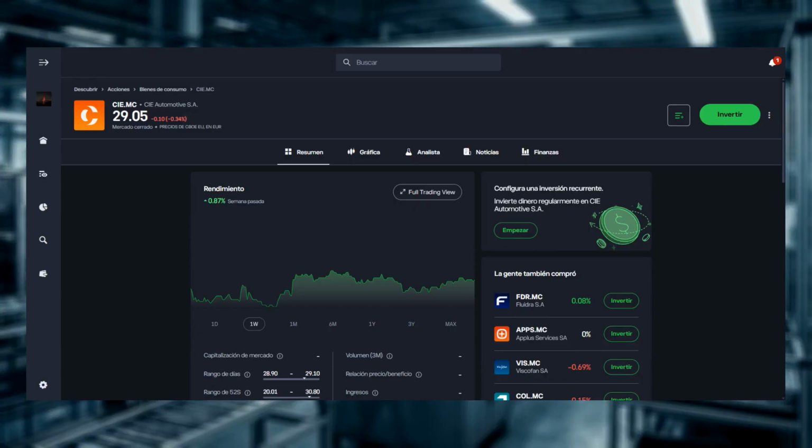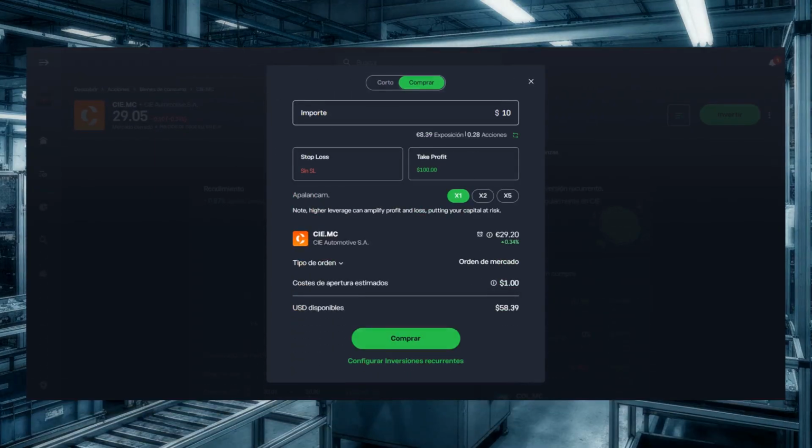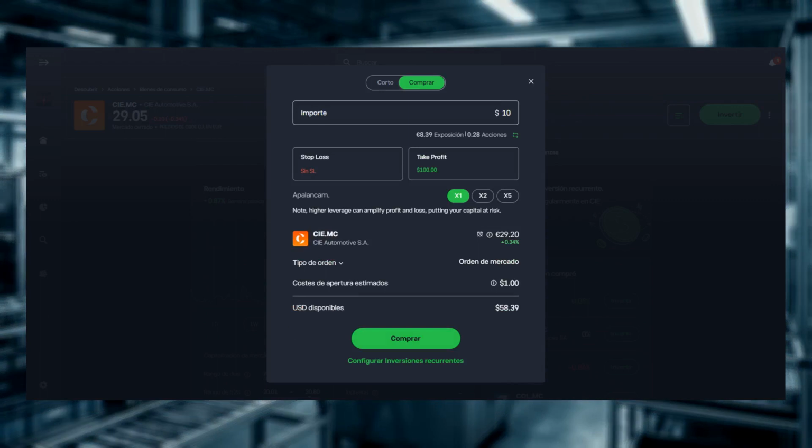Confirm the listing shows CIE Automotive S.A. with ticker CIE.MC, so you have the correct asset. Click Invest or Trade, enter the amount you want to buy, then review and confirm the order details before submitting.